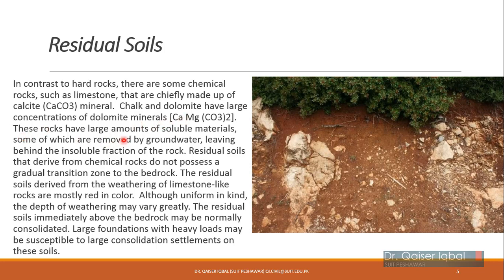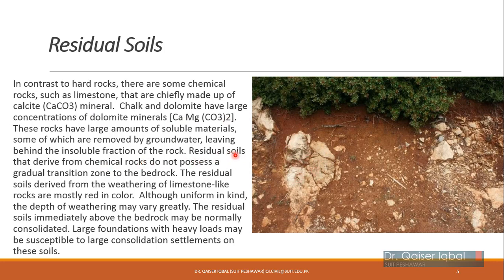So these rocks have a large amount of soluble minerals, which are removed by the groundwater, leaving behind the insoluble fraction of the rock, which you can see over here. This is the insoluble fraction of the rock, and this is the fraction which has been removed by chemical weathering in this case. So this is the insoluble portion, which you can see is whitish in color, calcium carbonate. Calcium and magnesium carbonate both have a similar kind of color.